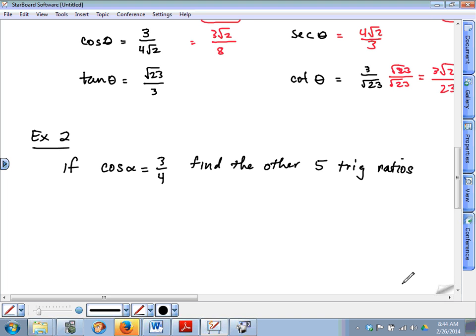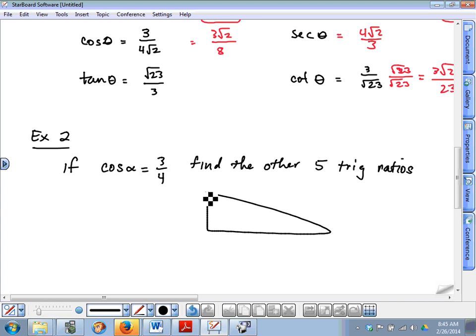Essentially, you guys, this is the exact same problem that we just did. We just have to draw our own triangle and label it accordingly, knowing that the cosine of alpha is 3/4. So, just draw a random right triangle. Now, what information do we have knowing that the cosine is 3/4? We know the adjacent and the hypotenuse. So I'm going to label the hypotenuse with 4.